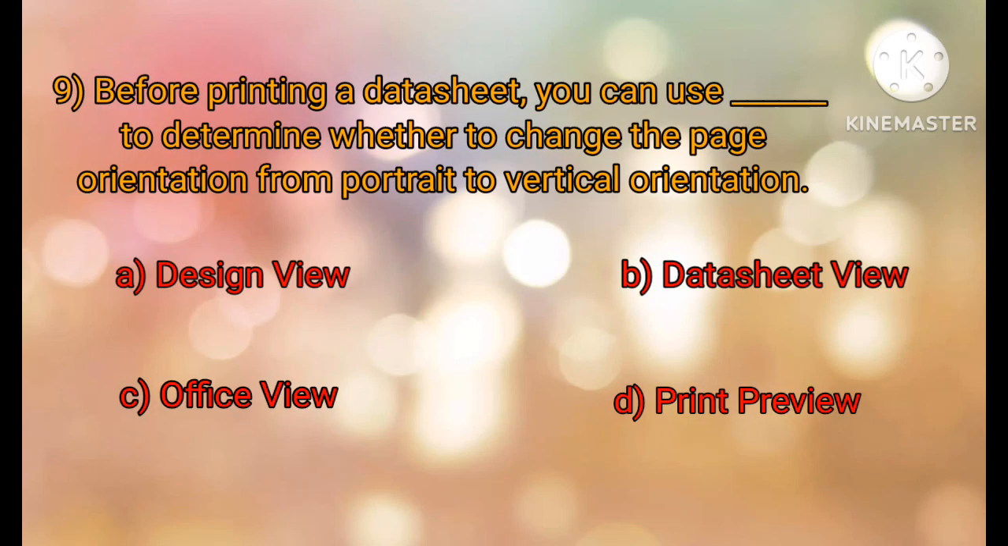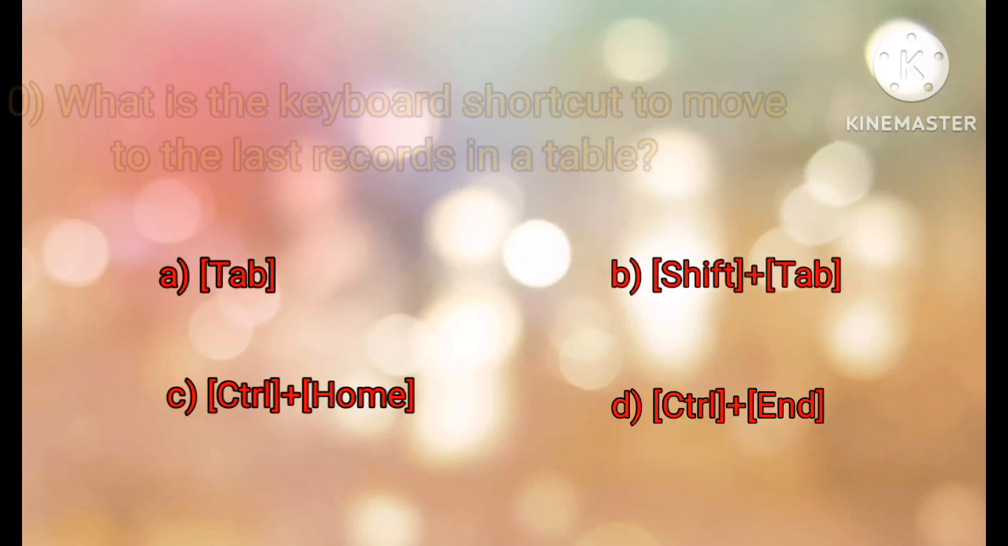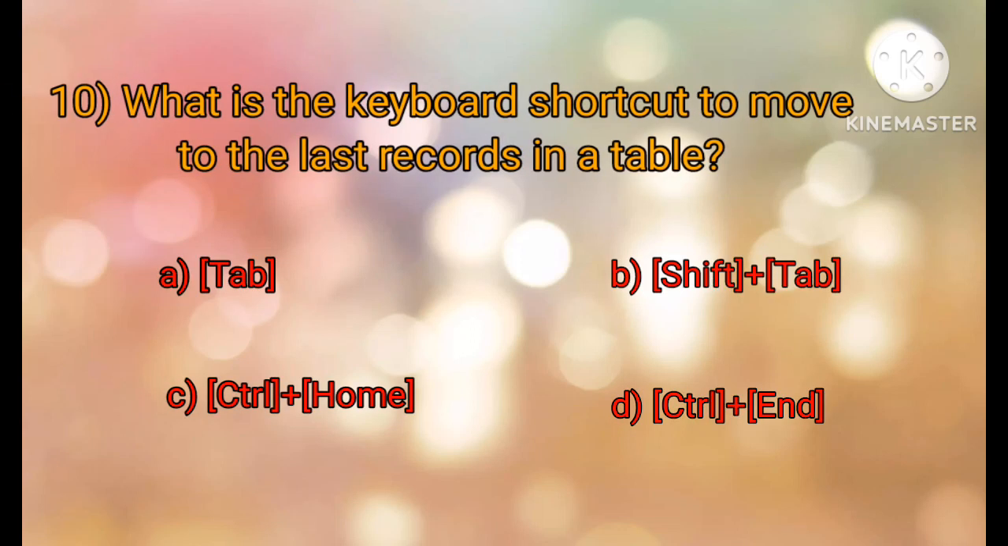Before printing a data sheet, you can use space to determine whether to change the page orientation from portrait to vertical orientation. Print preview. What is the keyboard shortcut to move to the last records in a table? Ctrl plus End.